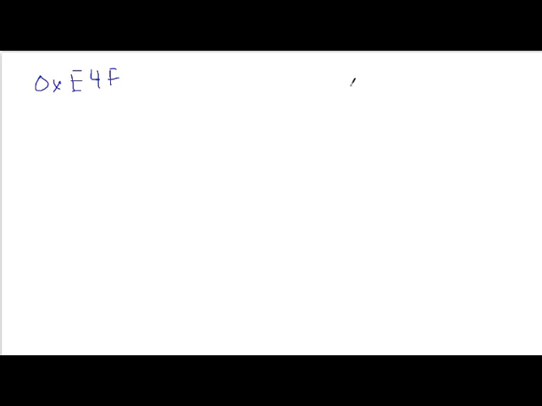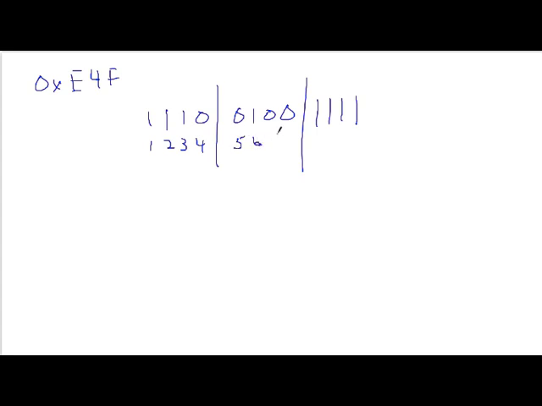So F is 1, 1, 1, 1. 4 is 0, 1, 0, 0. And E is 1 less than F, so that is 1, 1, 1, 0. All right. And so we also have, let's put our bit positions down here. So it is bit 1, 2, 3, 4, 5, 6, 7, 8, 9, 10, 11, and 12.